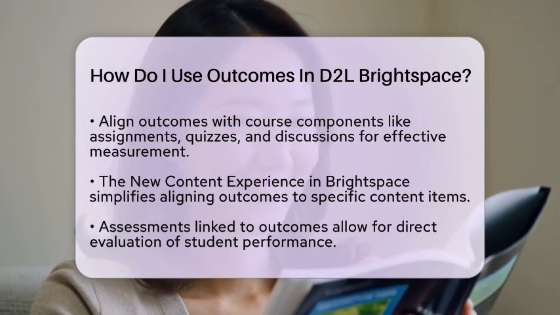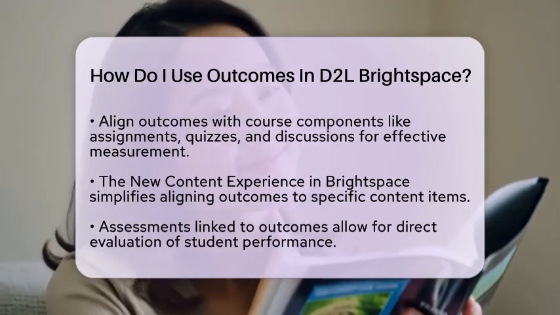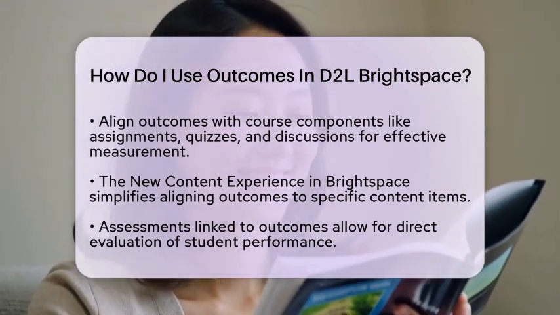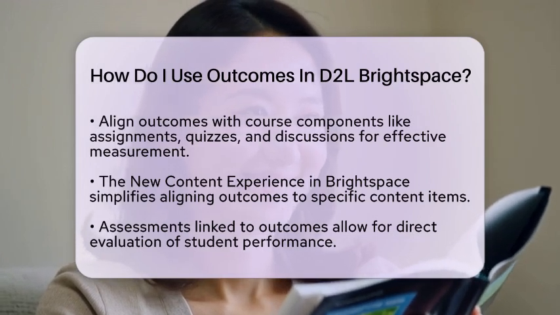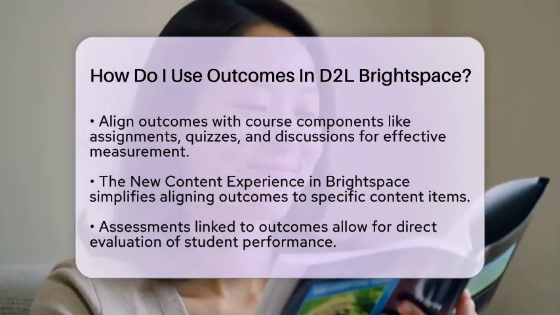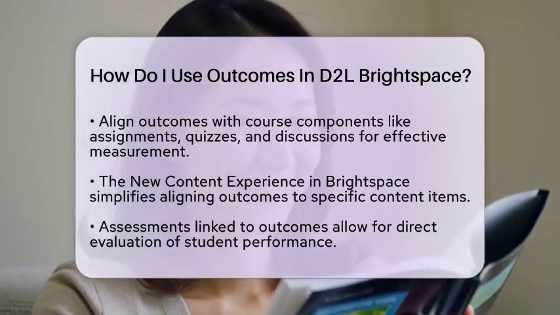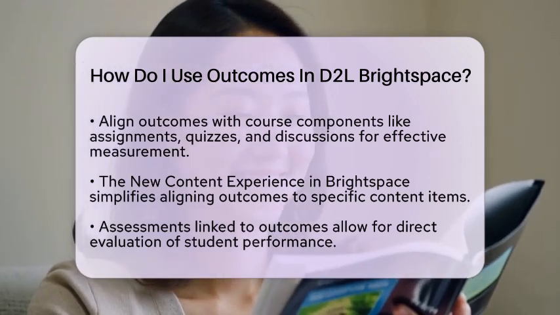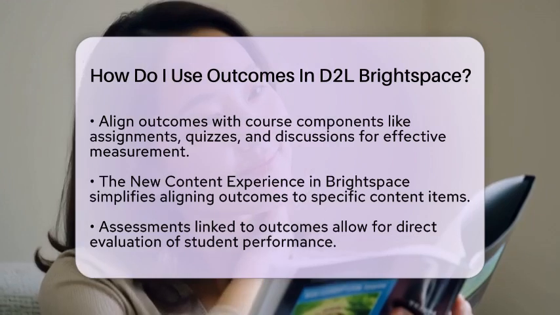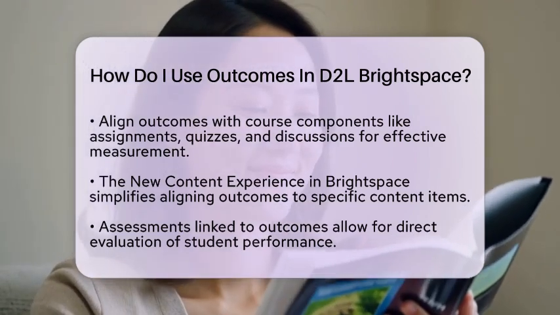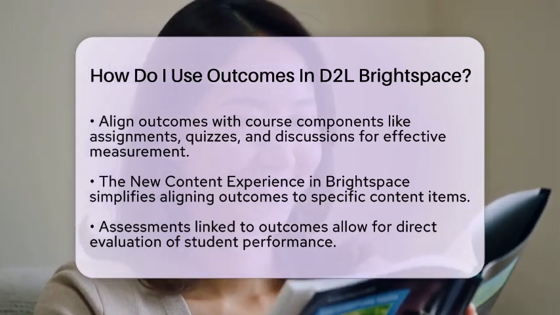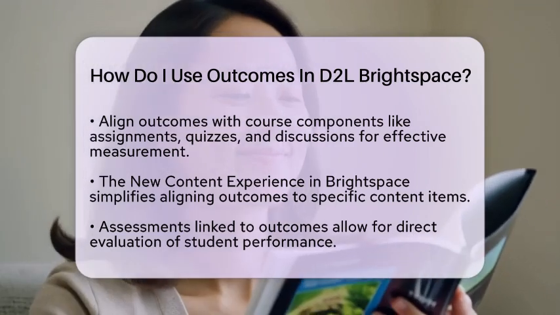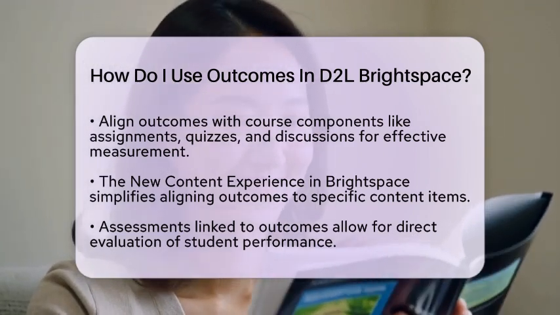Once you have aligned outcomes, it is time to assess them and track achievement. When outcomes are linked to assessments like assignments or rubric criteria, you can evaluate student performance directly against those outcomes. This helps you identify areas where students excel or need improvement. D2L Brightspace even supports suggested achievement levels based on rubric scores, which can help standardize outcome assessment.